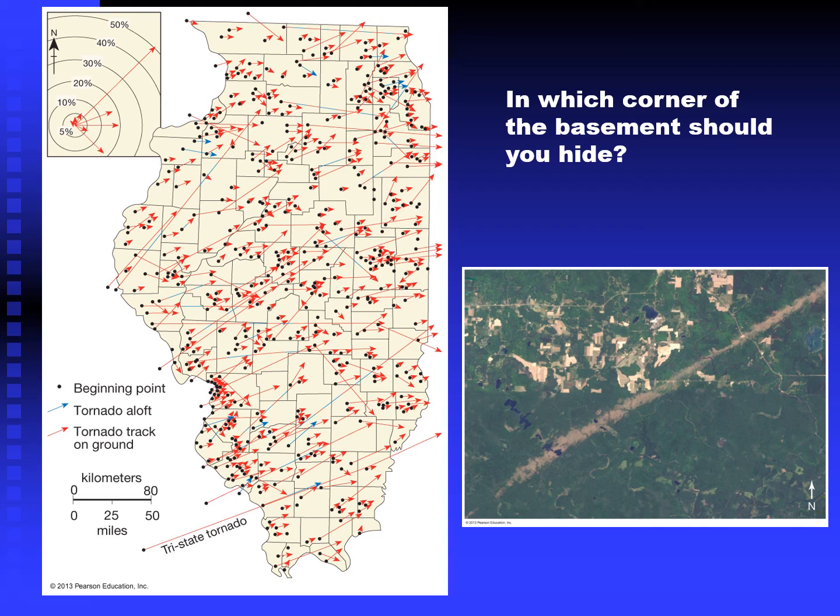But let's say you have an outdoor underground storm cellar, and is there a particular corner that you want to hide in? From looking at these arrows and the average tornado track across, I think that's Illinois, I think that's what state they're representing there, you would probably want to be in the northeast corner of the basement.